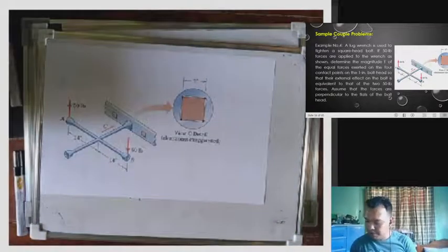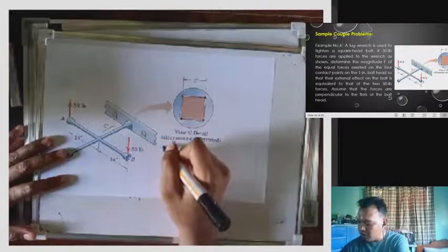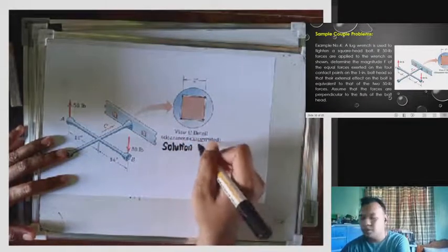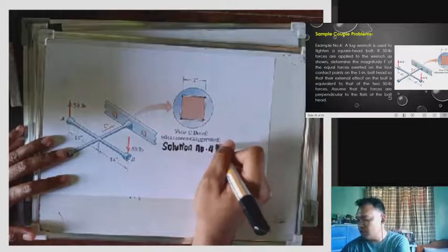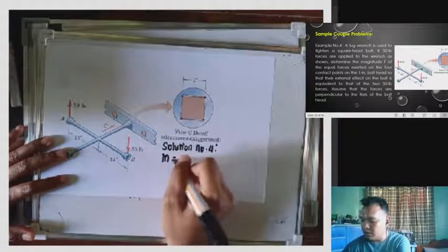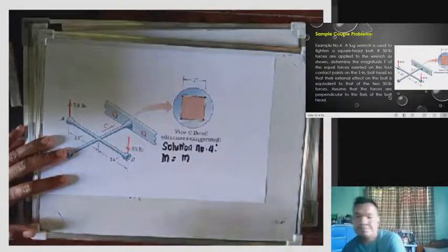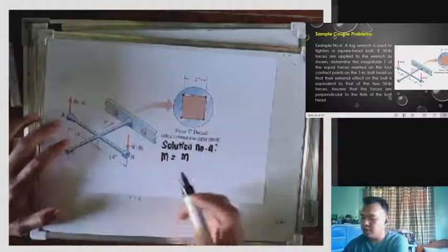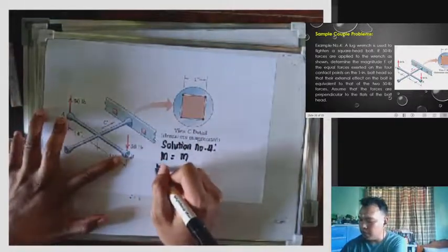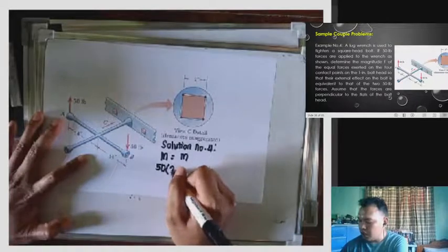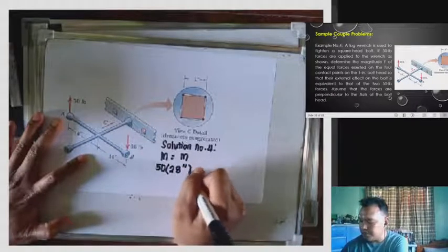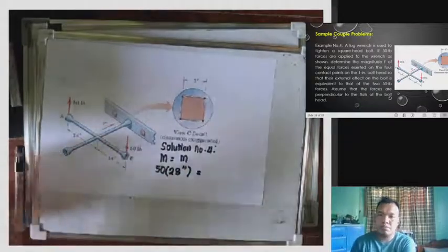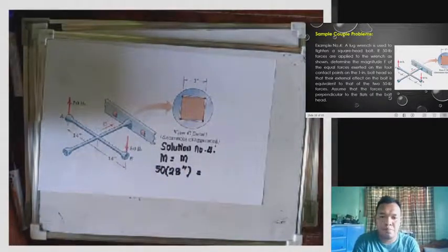So, we have here again, moment. Solution number 4. We have here moment is equivalent kay moment. So, itong force na to is ita-transfer daw doon. So, moment nito dito is we have here 50 times 28 inches equals moment dun sa kabila. So, sabi dun sa problem, basahin ko lang ulit.